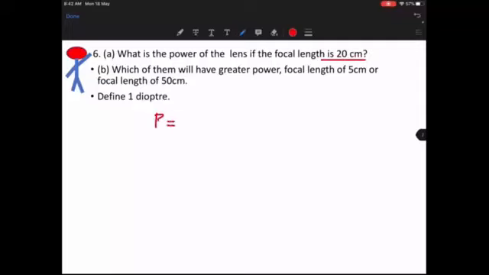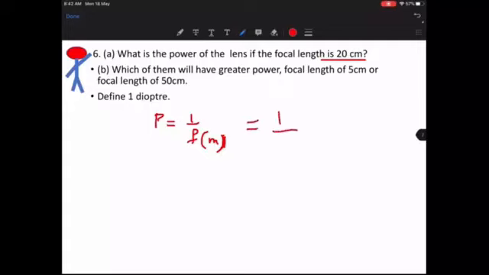Well, I'll give you the formula for power. It is 1 by F, but remember the F will always be in meters. So if it is in centimeters, you are supposed to convert that into meters. So 20 centimeters into meters will be 1 upon 0.20. Okay, so your power is going to be 1 upon 0.20. So if you solve this, you will get 5 diopters. Okay, so I hope that was easy.